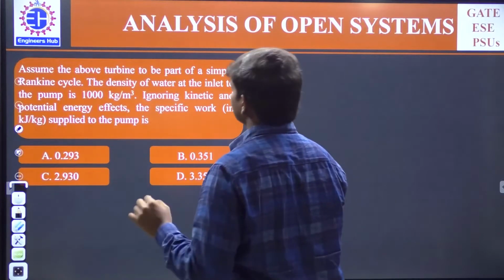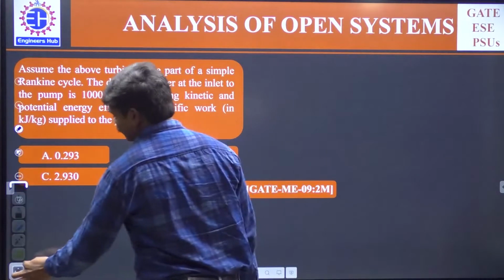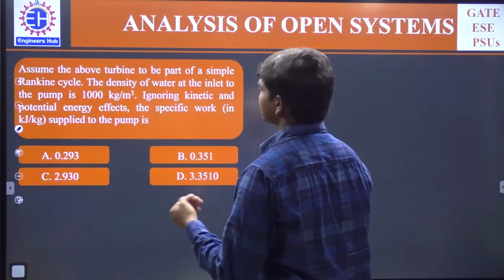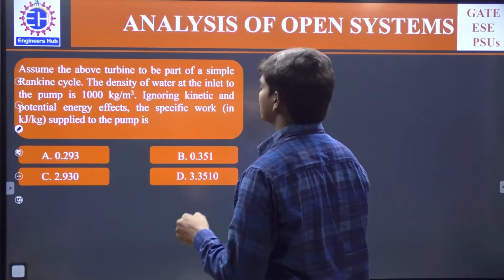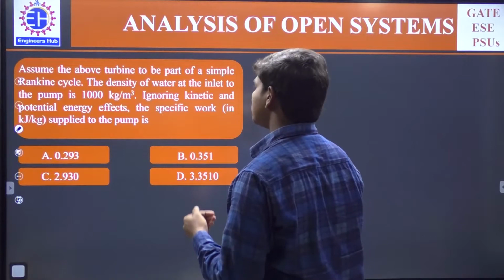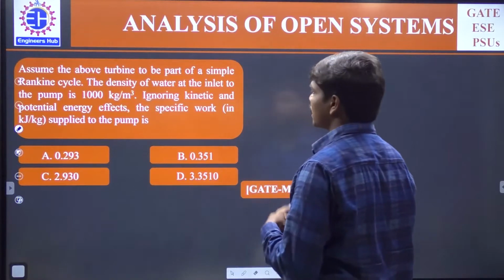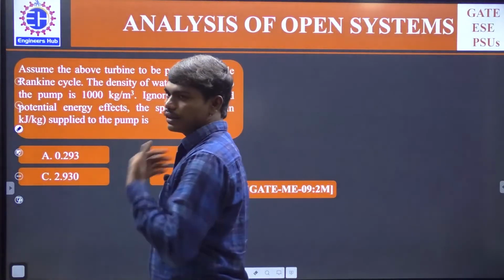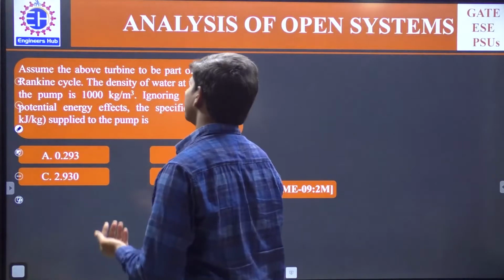Assume the above turbine to be a part of a simple Rankine cycle. We'll see what a Rankine cycle is at later stages. The density of water at the inlet to the pump is 1000 kg per meter cube. Ignoring kinetic and potential effects, find the specific work supplied to the pump. So basically, they're asking what's the specific work that is supplied to the pump.